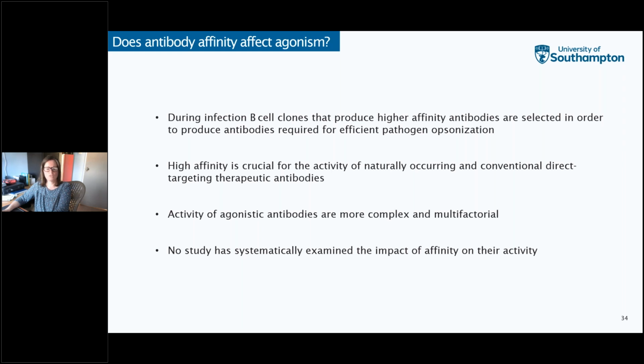But in comparison to direct targeting antibodies, the rules governing the activity of agonistic antibodies are more complex and multifactorial, and they're determined by a combination of determinants, as we discussed: the antibody epitope, the isotype, and Fc gamma receptor requirements. Previously, no study had systematically examined the impact of affinity on the activity of the antibodies.